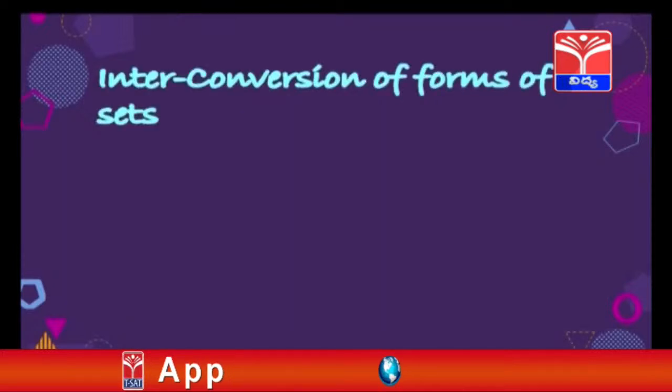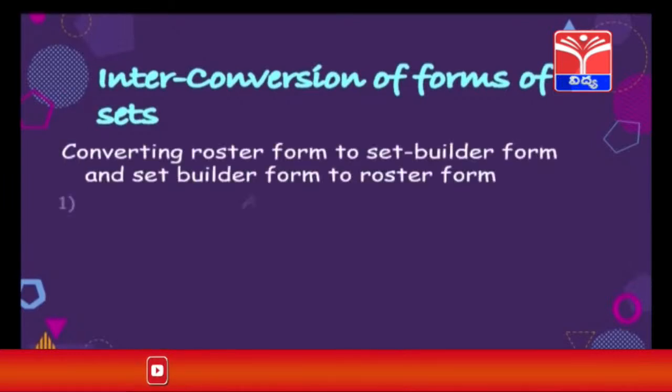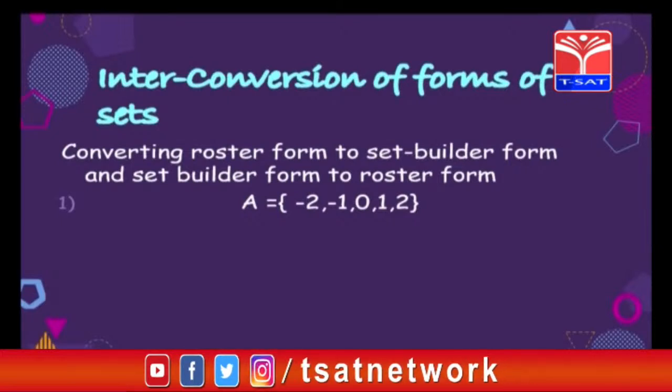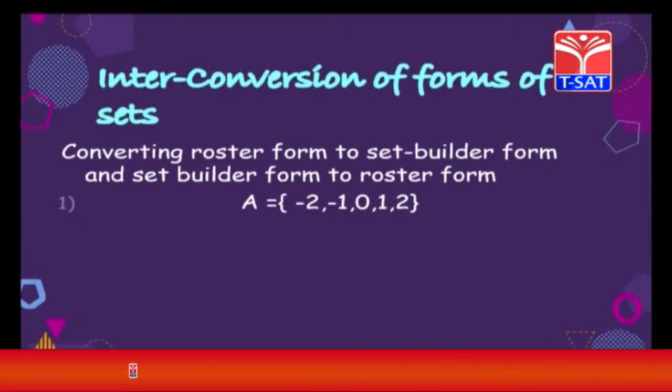Now, let us learn how to write the sets from one form to another, that is, converting the sets from roster form to set builder form and set builder form to roster form. Let us take an example. A consisting of elements -2, -1, 0, 1 and 2.